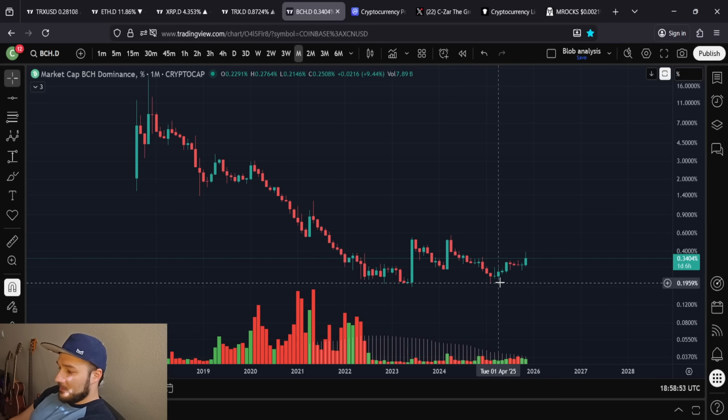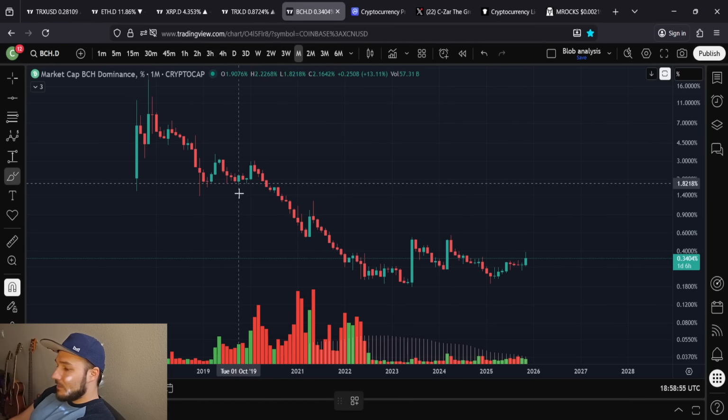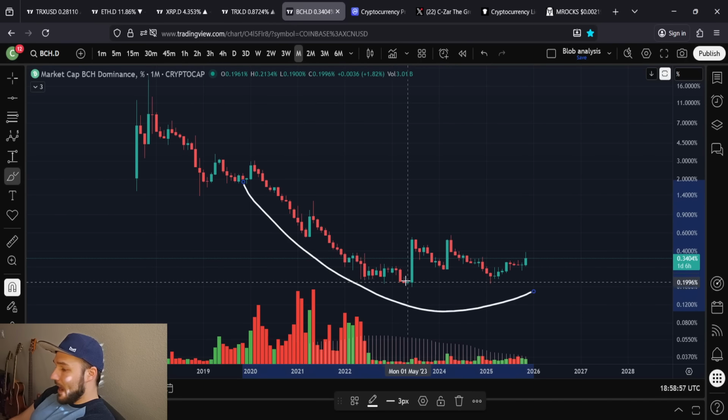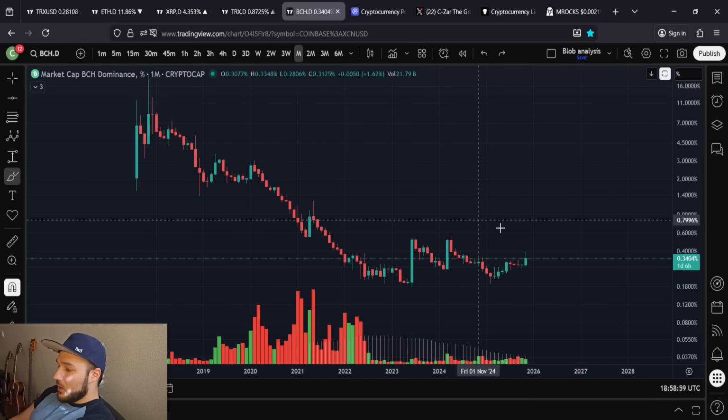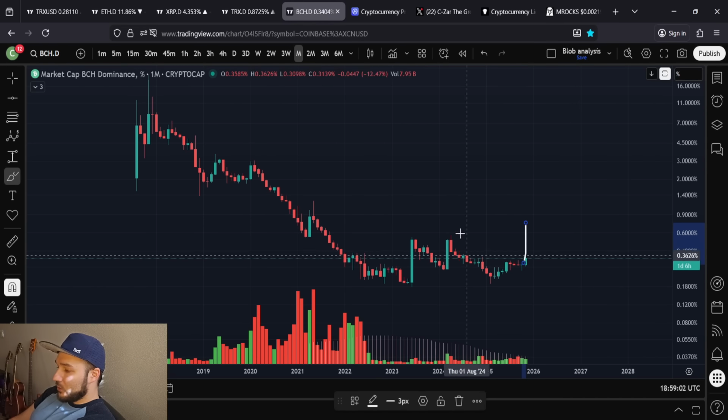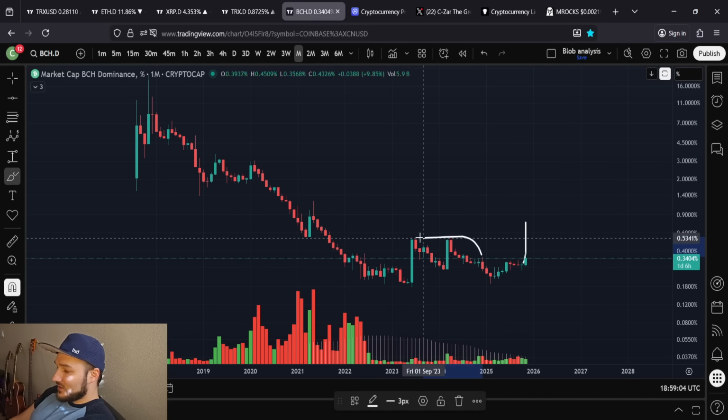This is a very bullish setup. It's a very bullish setup. The rounded bottom itself is bullish, but the M pattern inside the W is very bullish. The growth that you're going to see here, when Bitcoin Cash dominance grows, it's not going to stop here.